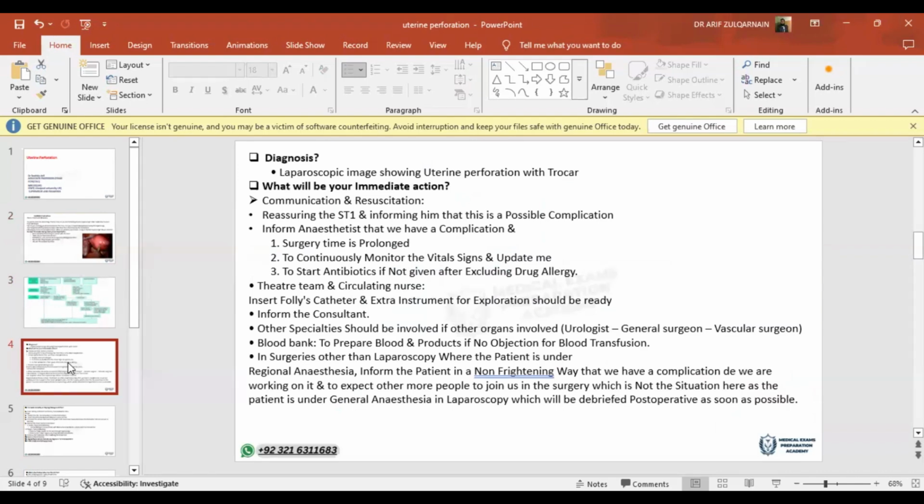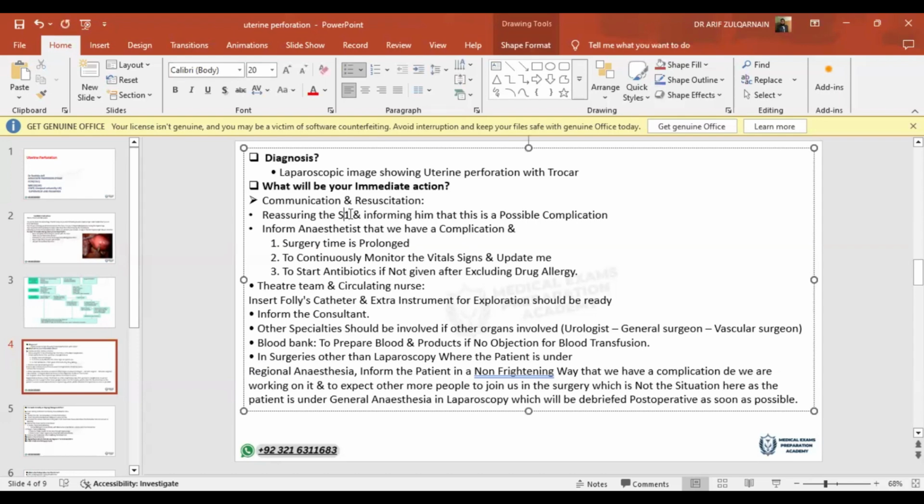Communication means call for help. That you will reassure your first year resident that a complication has occurred and you will inform the anesthetist that surgery time will be prolonged and continue to monitor the vital signs and start the antibiotics after excluding the drug allergy. Then you will inform the theater team and the circulating nurse and you will insert the Foley's catheter and you may need extra instruments for exploration.